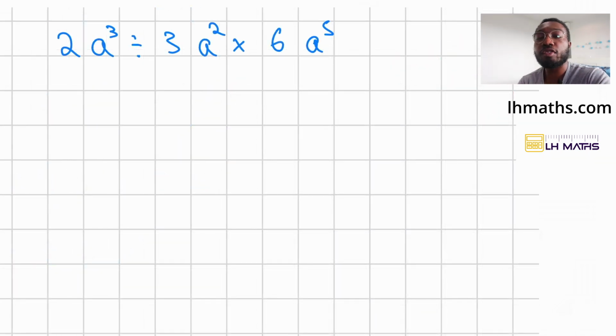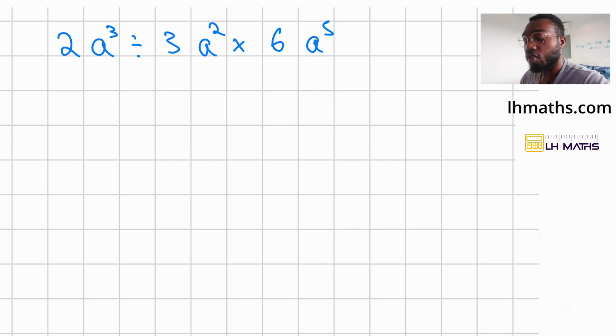Okay, let's try this question here. So we have 2a to the power of 3 divided by 3a squared times 6a to the power of 5. So this question, again, it doesn't matter which way you work it out. Using BIDMAS, it doesn't matter between division and multiplication. So I'm going to do 2a to the power of 3 times the 6a to the power of 5 first, because that way I don't end up with a fraction.